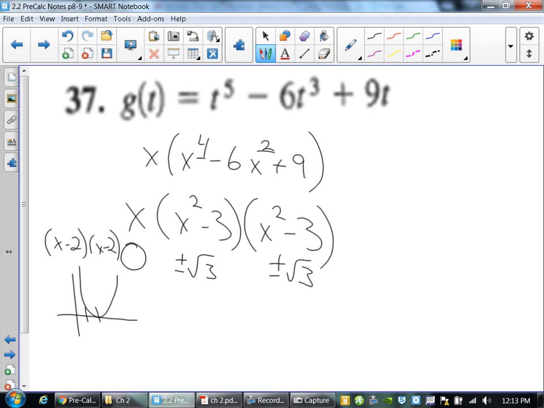So we have a fifth degree polynomial. Leading term is positive. What are the tails doing?